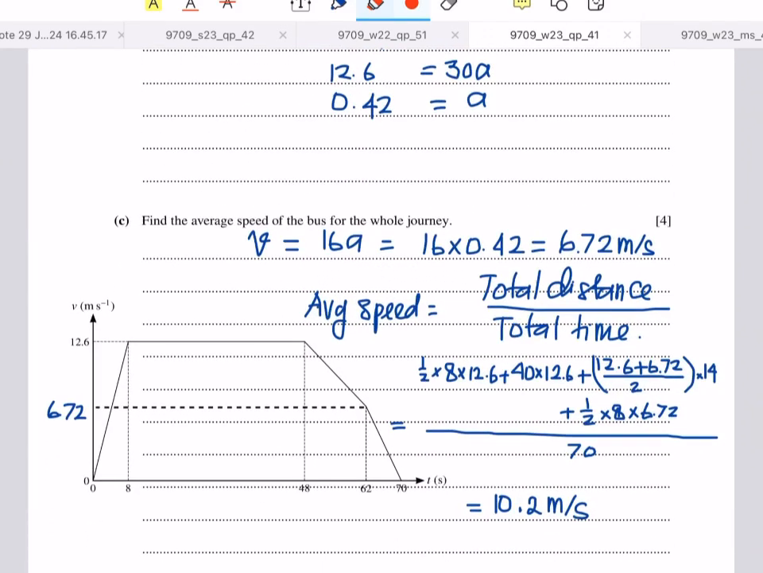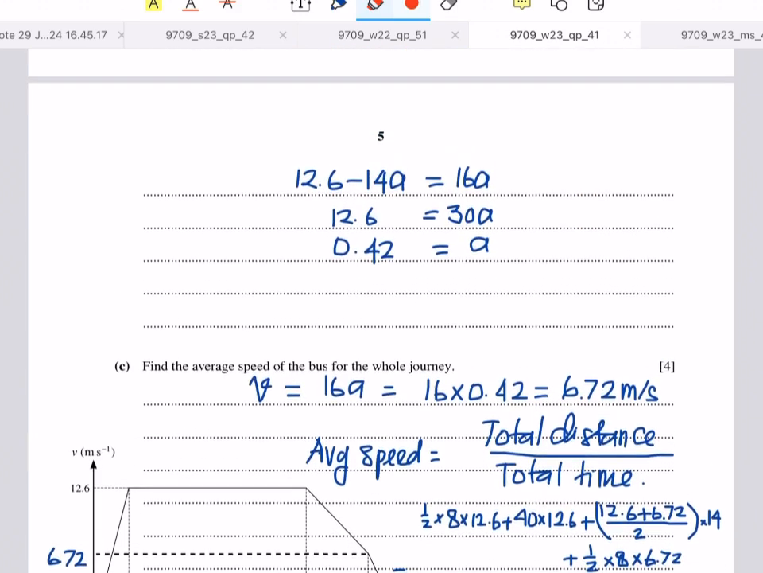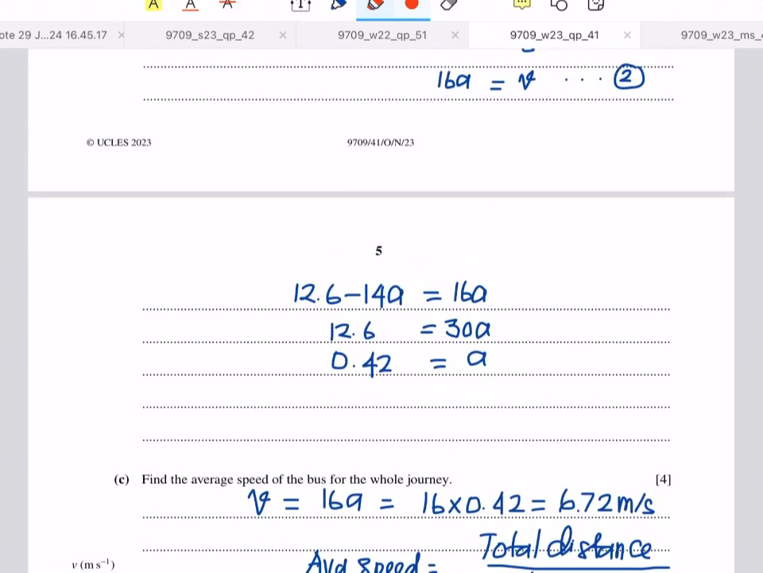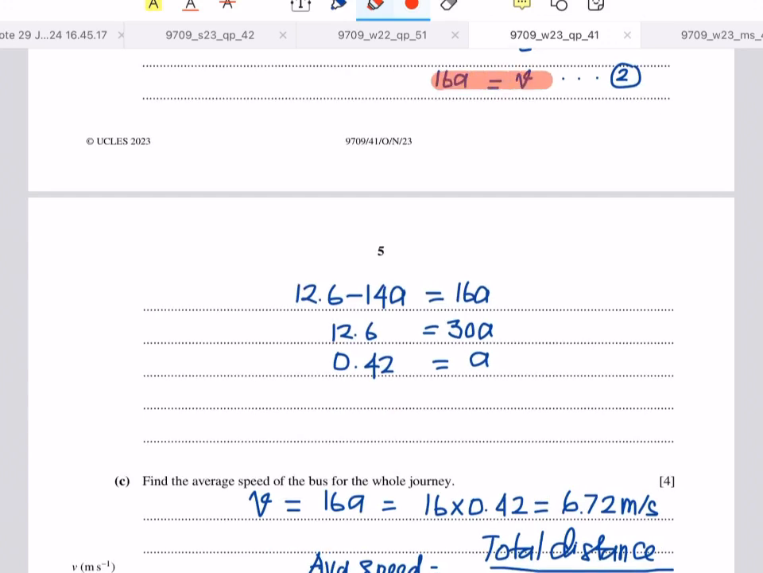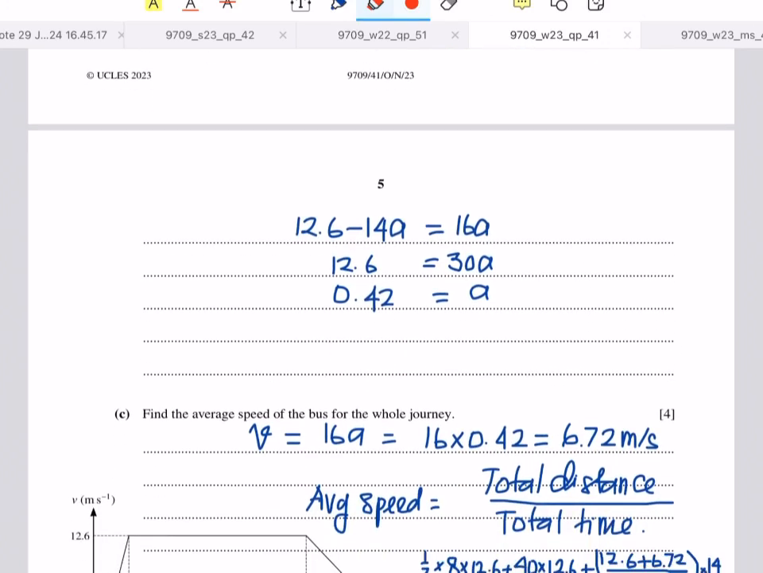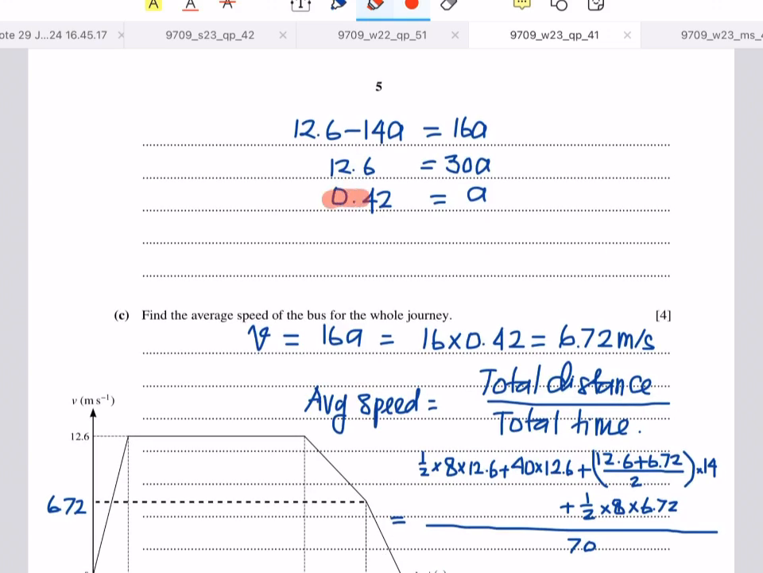Find the average speed of the bus for the whole journey. So first we need to find V. From the second equation, we have V equals 16A. A is 0.42, so V is equal to 16 times 0.42, which is equal to 6.72 meters per second.